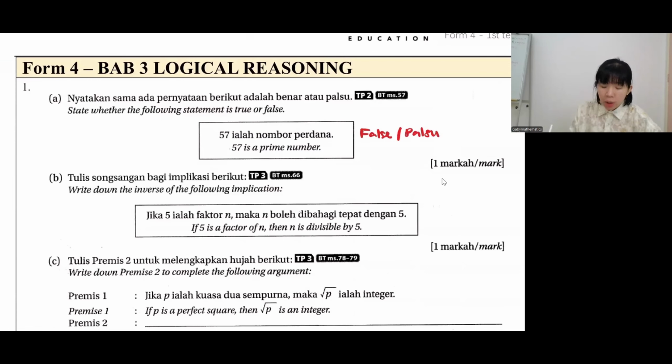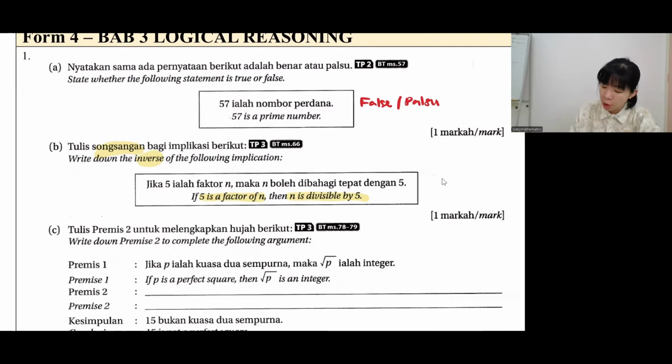Okay, B. Write down the inverse. Guys, highlight inverse, songsangan, of the following implication. If 5 is a factor of n, then n is divisible by 5. Inverse, do we need to terbalikkan the position or not? No. Inverse, songsangan, everything remains. You just have to change to not. Yes, bukan. Save time, no need to copy the whole thing.